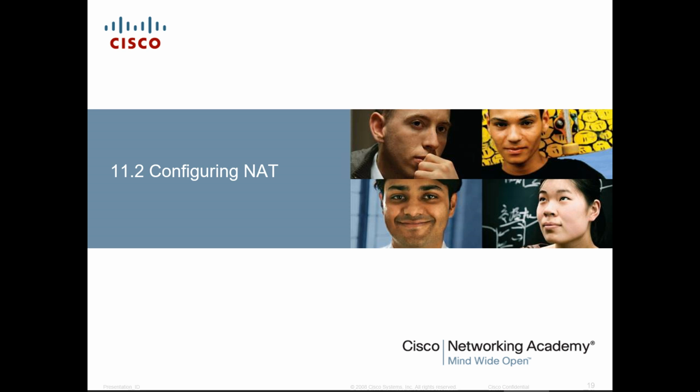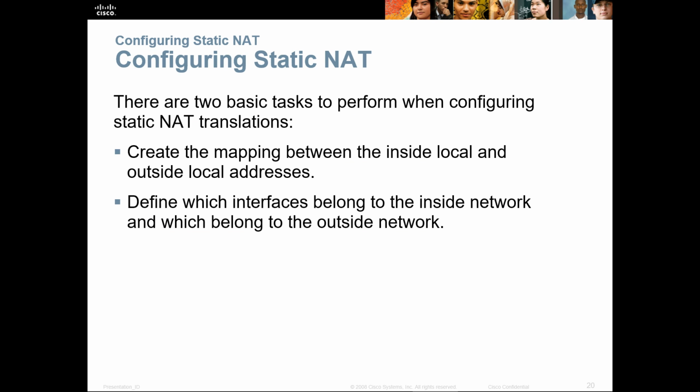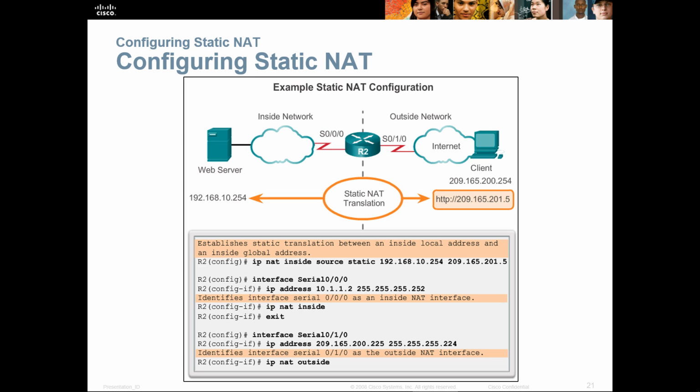So for the configuration, there's a few basic things that we can do. We need to create the mapping between the inside local and outside local addresses, and we need to define which interfaces they belong to. How we do that is IP NAT inside source. If we're doing a static, it'd be static, the inside address, then the outside address. That would actually define our one-to-one static NAT.